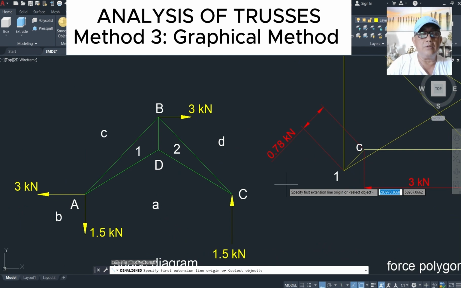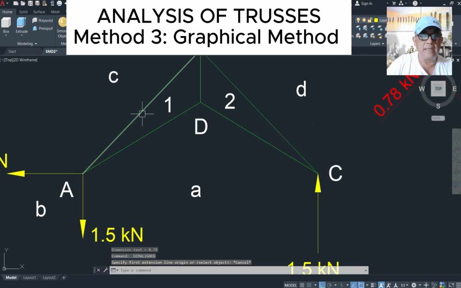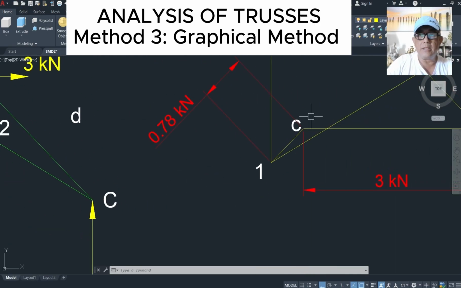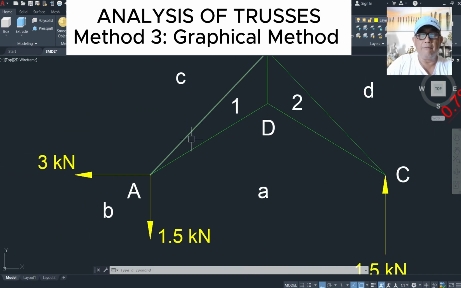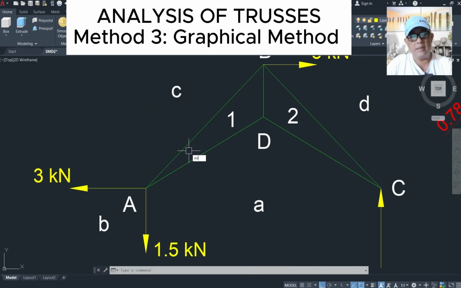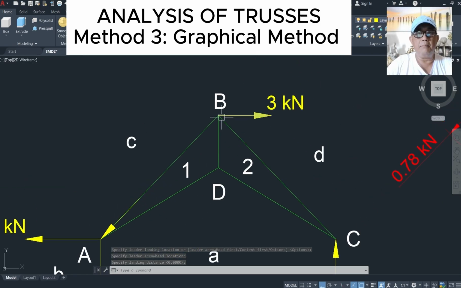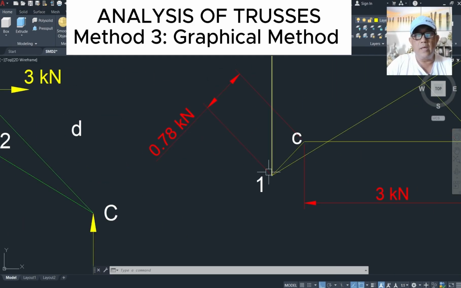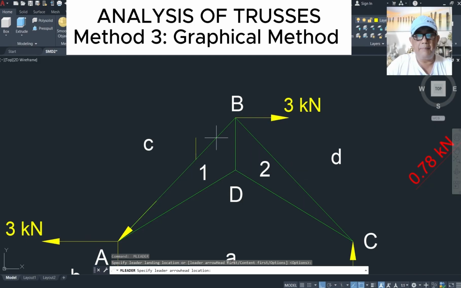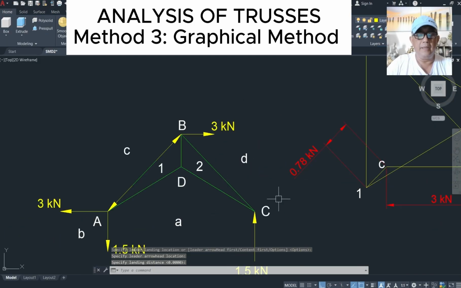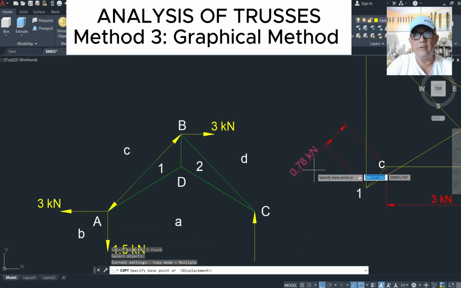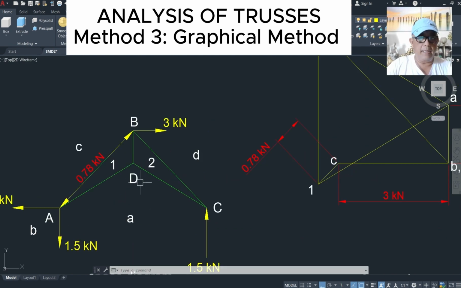How about the sense? Is it tensile or compressive? Okay, let's consider point A. This line is called C1, clockwise, C1. So going here, C1 is going down to the left. So that means the force acting on this member is going down to the left, should be in that direction. That's C1. How about if we consider point B? That will be 1C, clockwise. So 1C is going up to the right. And how much is this? That's 0.78 kilonewtons.